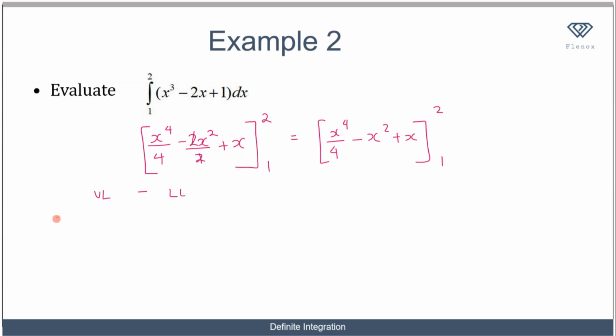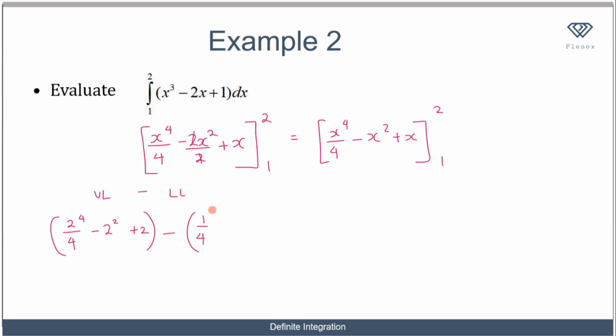So my upper limit becomes, I put the x value as 2 first. So that gives me 2 raised to the power 4 over 4. Then minus, x becomes 2 again, minus 2 squared. And this x becomes plus 2. Then minus my lower limit. In this case, I put my x value as 1. So I have what?